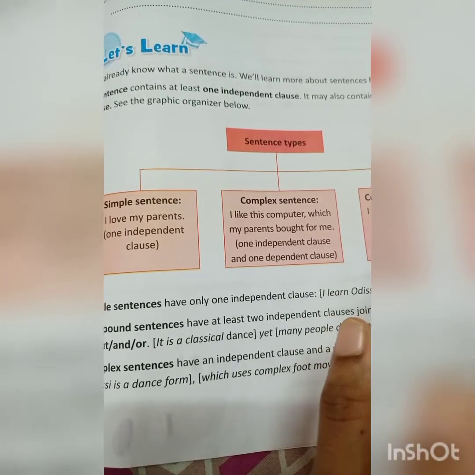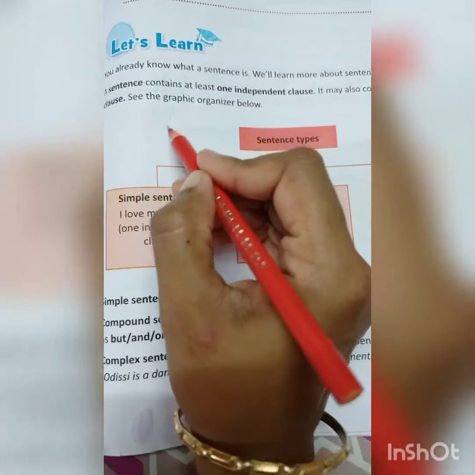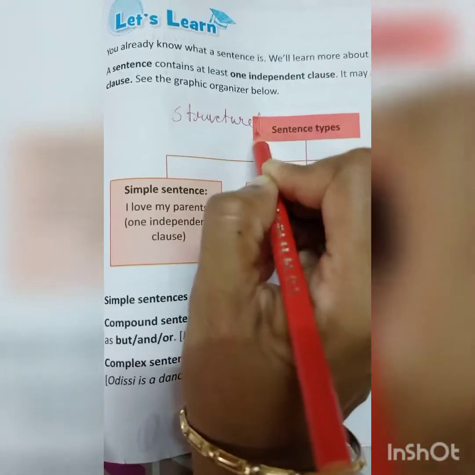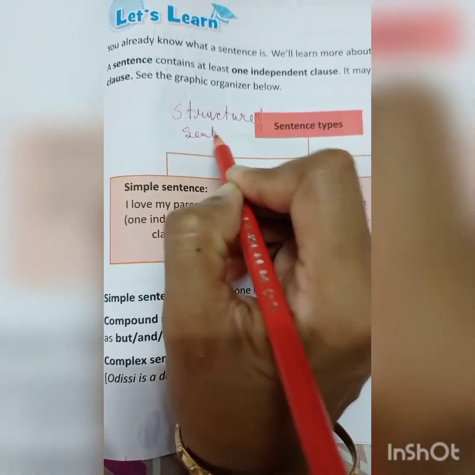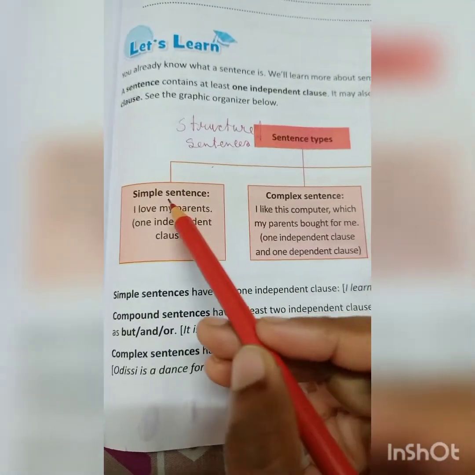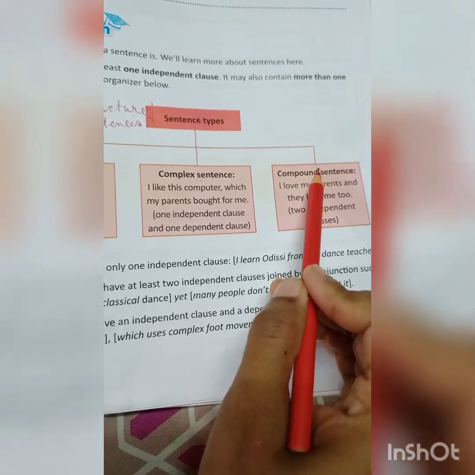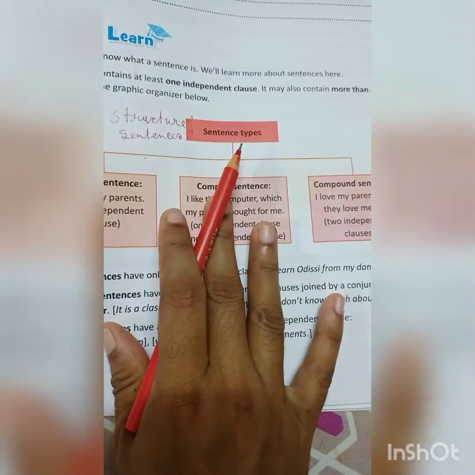First I have made you understand there are 5 types of sentences: exclamatory, assertive, optative, imperative, interrogative, right? And this is the structure of sentences. What are they? Simple sentence, complex sentence and compound sentence. These are the 3 structures of sentences.